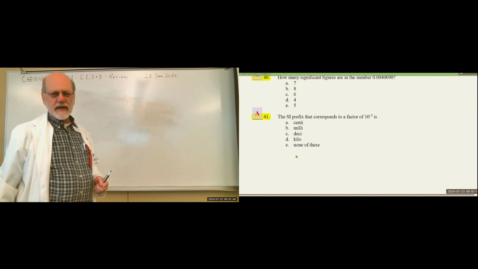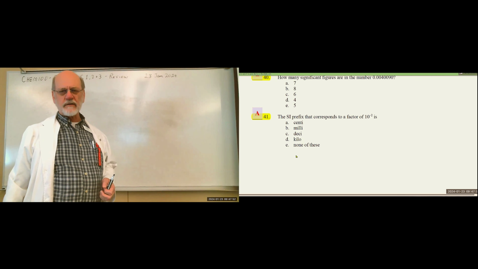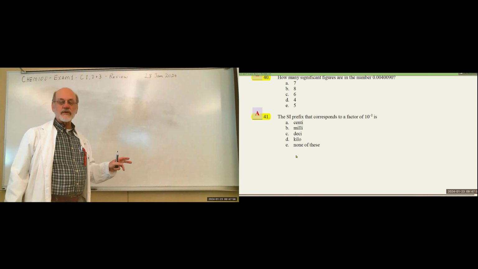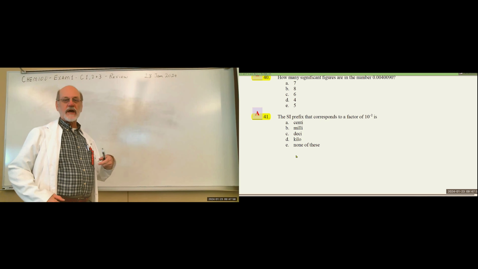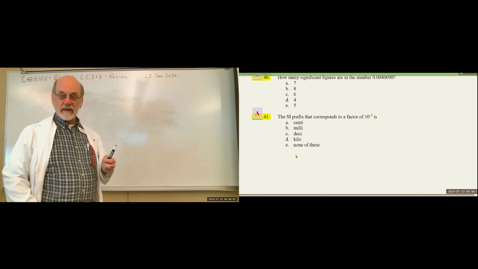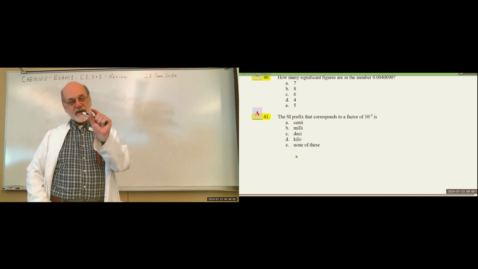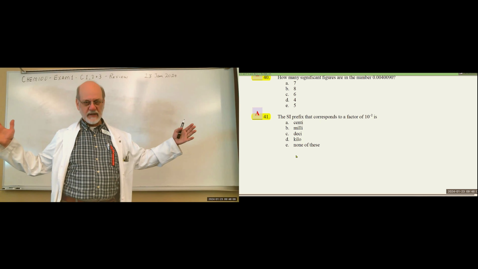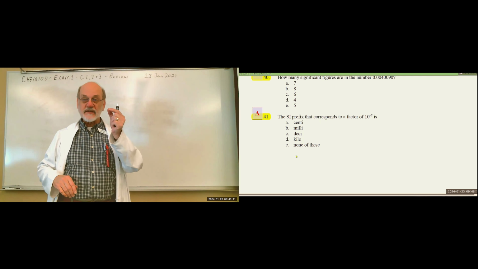Let's see, 41, the SI prefix that corresponds to a factor of 10 to the minus 2. I had that one on the board a little bit ago. 10 to the minus 2 is 100th. 100th is centi, like centimeter. That unit, the centimeter, is 100th of a meter, right? So you take a meter, chop it into 100 pieces, that's a centimeter.